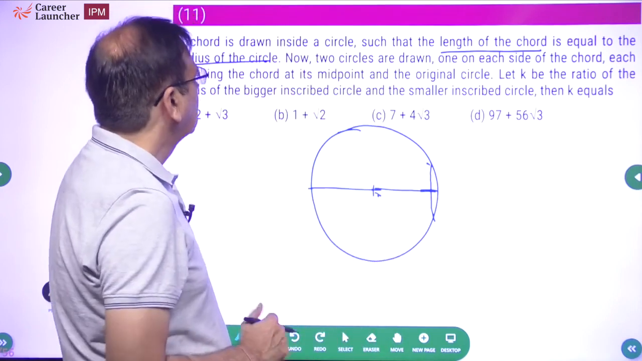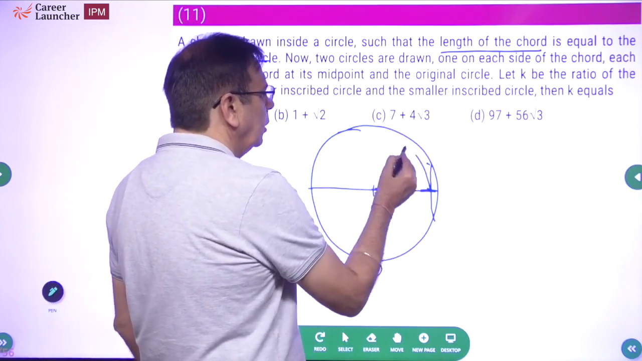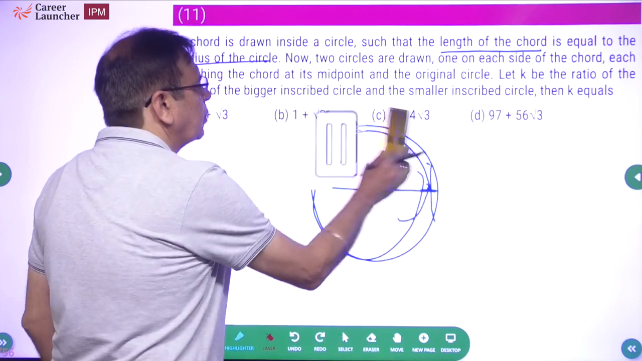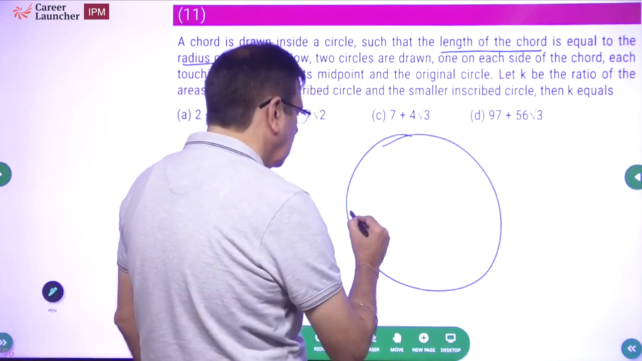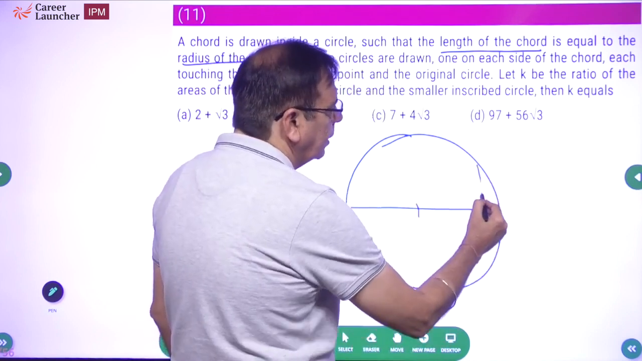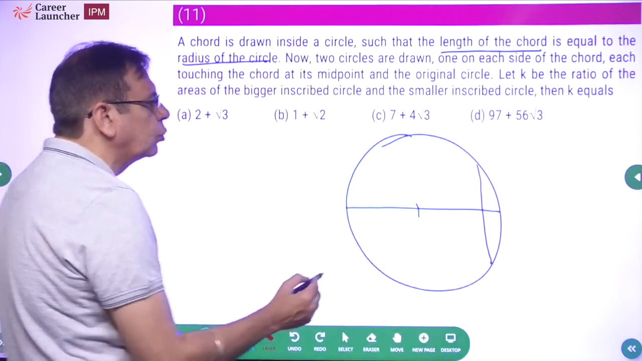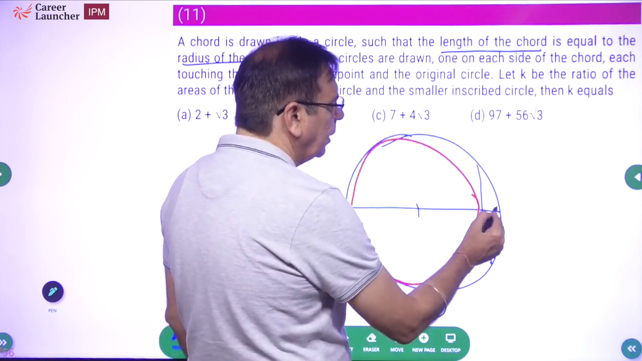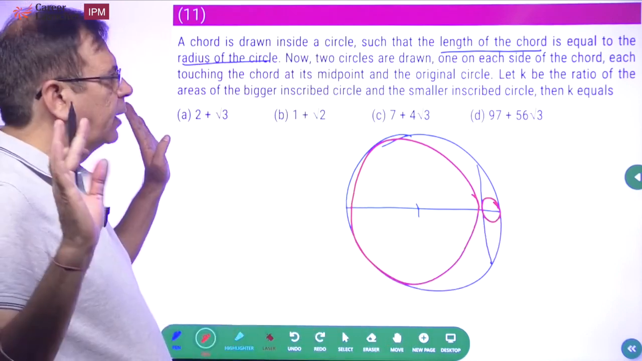Now, what does it say? Two circles are drawn, one on each side of the chord. So, one circle will be drawn like this. I'll try to make it in two different colors so it is clearly visible. Use your rough sheet to measure this and you will find this. Now, this is the figure. We have to draw two circles, one circle like this, one circle like this. I hope the figure is clear.